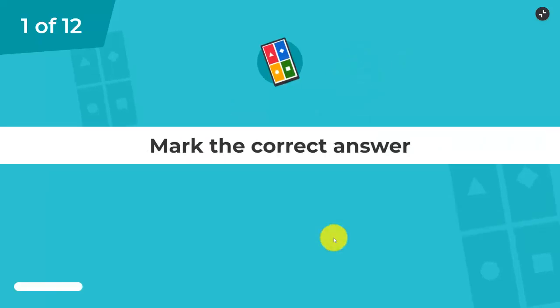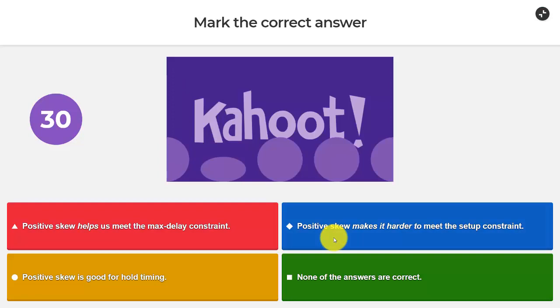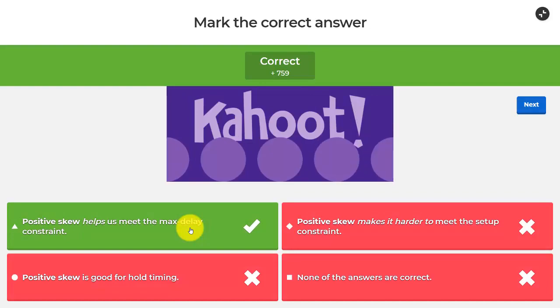So we have 12 questions for this quiz. Let's start by marking the correct answer about positive skew. Positive skew helps us meet max delay constraints. Positive skew makes it harder to meet the setup constraint. Positive skew is good for hold timing, or none of the answers are correct. Well, I think I'm going to go with the first one. Positive skew helps us meet the max delay constraint. And how did I get to that?